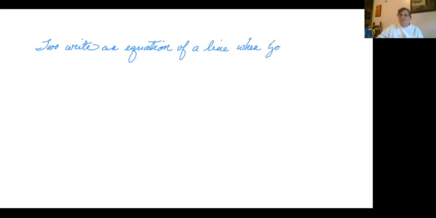There are two ways to write an equation of a line when you know the slope. They both require that you know the slope of the line, but not the y-intercept.